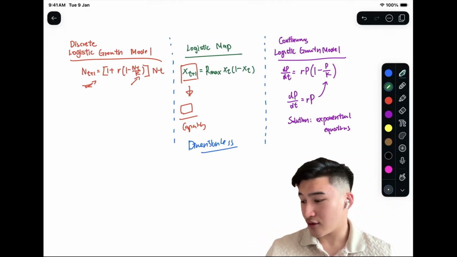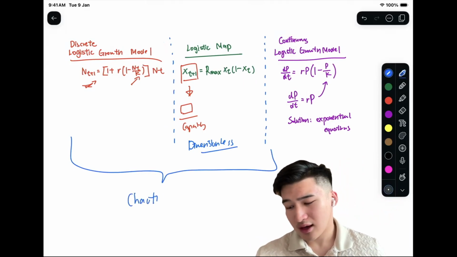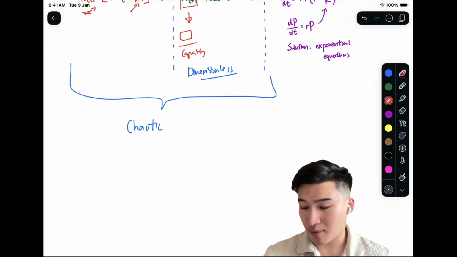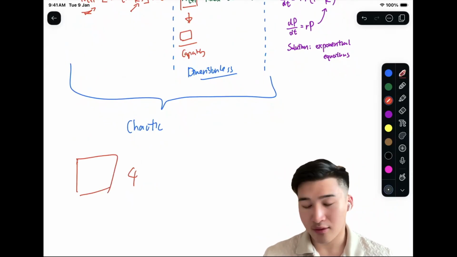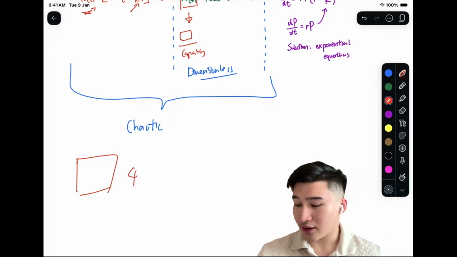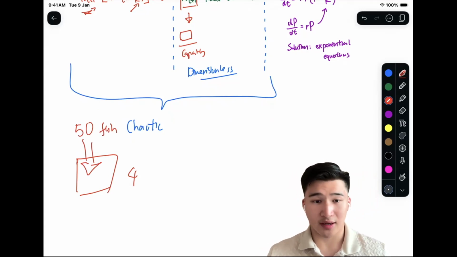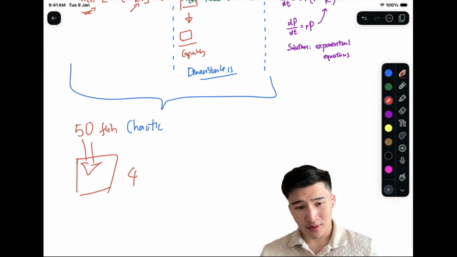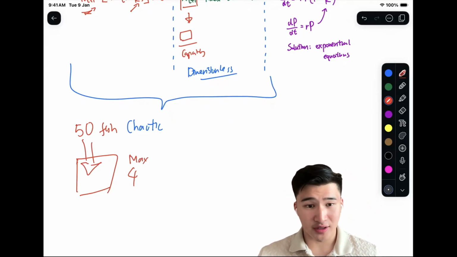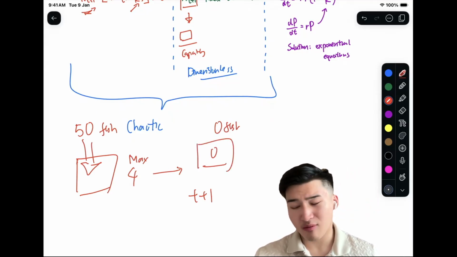And we need to understand that both of these models are chaotic. I'm going to give you an example. Let's say we have a population maximum of 4 within our tank, and suddenly we're going to add maybe 50 fish into the tank. What do you think is going to happen if I add this instantaneously? The maximum is 4, and we add 50 fish. At T plus 1, we would have 0 fish left, or maybe 1 or 2.